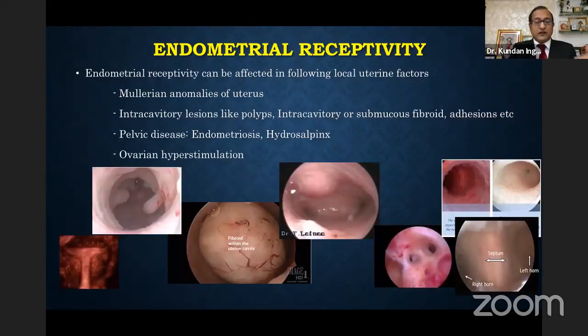Now we know that endometrium receptivity can be affected by the following local uterine factors. One of those is Mullerian anomalies of the uterus. Second, there are some intracavitary lesions like polyps, intracavitary or submucous fibroids or adhesions, or pelvic diseases like endometriosis and hydrosalpinx, and also the ovarian hyperstimulation protocol where excess estrogen production does affect the endometrium receptivity.